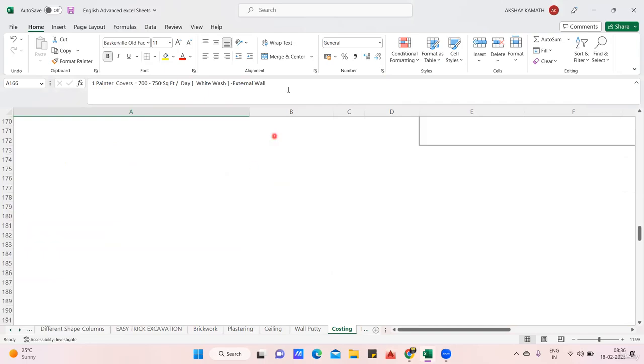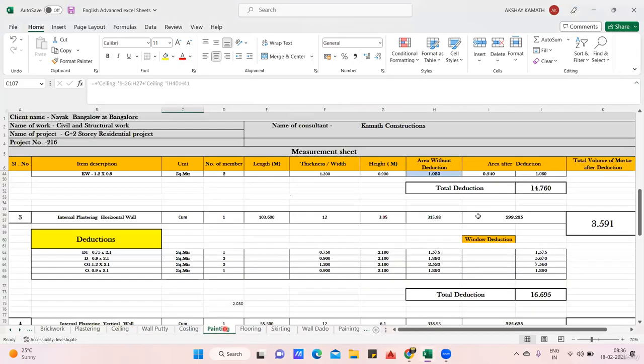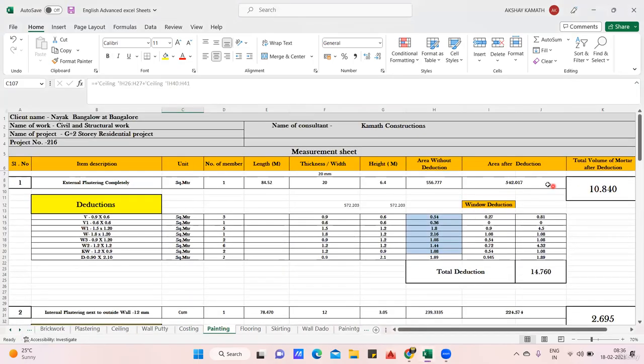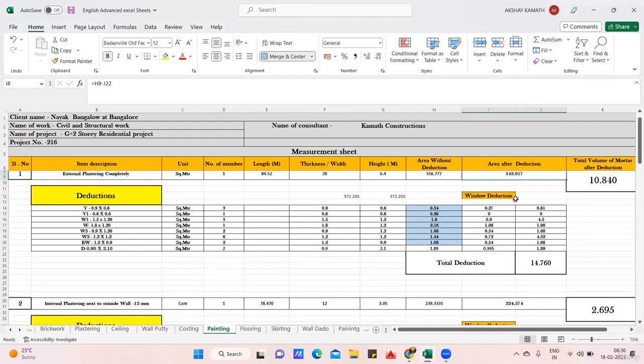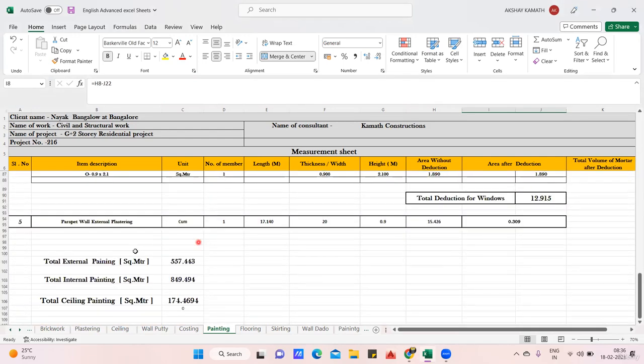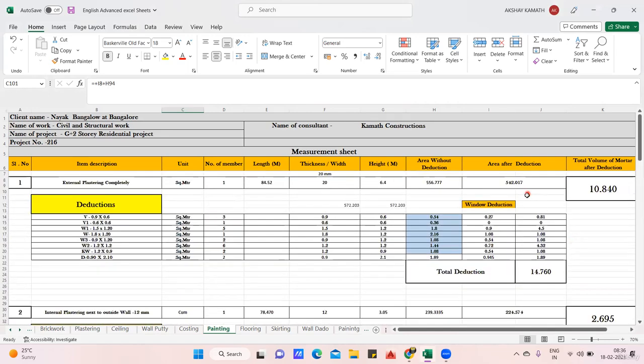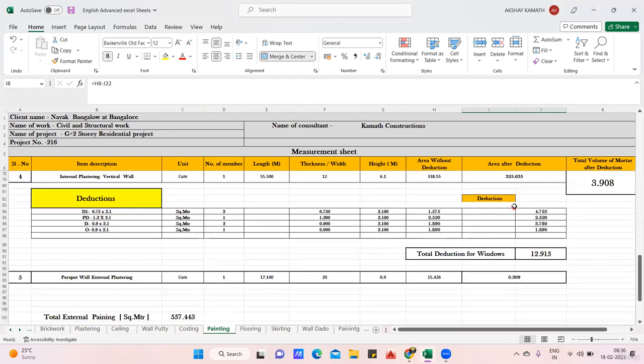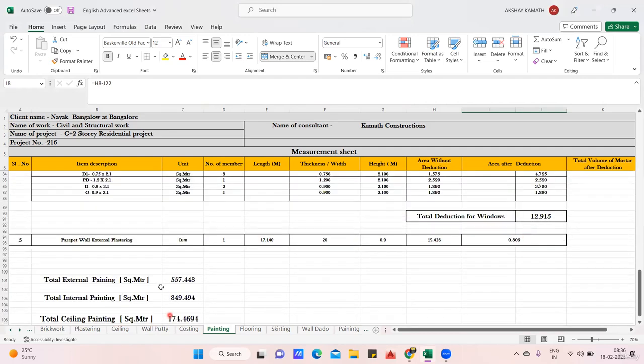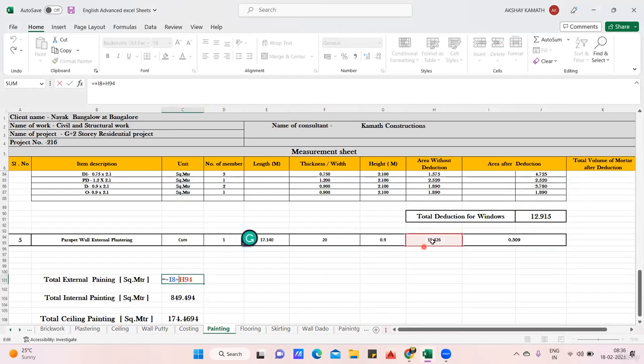So if you want, I can give you some assignment. Anyhow, we have everything ready with us for the painting work. This is the total area after deduction, 542. So all these are my paint area. I've done it in this way. Total exterior painting is 557. It is 542 plus this one I've added. Parapet also I've added in that, 15.42. So it will come out to 557.